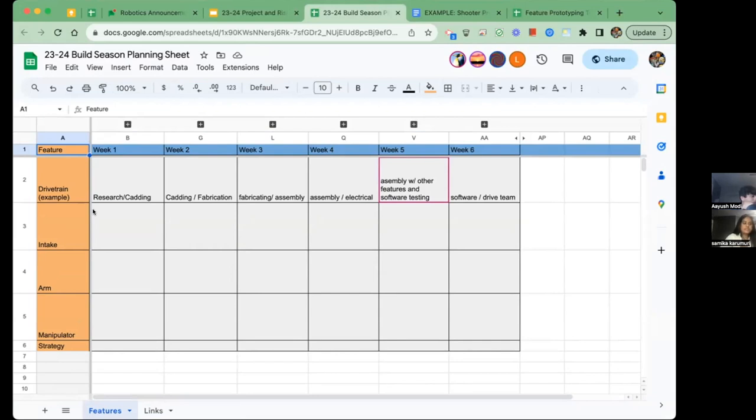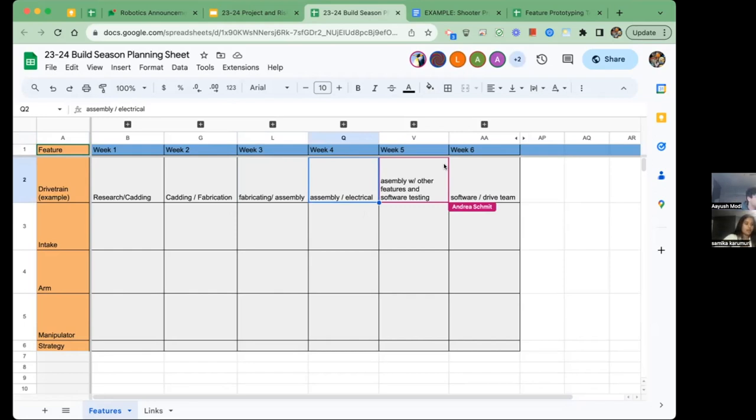And a big emphasis this year is on prioritization and parallel work. So thinking about what can be done in parallel and how we can utilize this time. For example, as you can see for the drivetrain, we have fabricating and assembly in week 3, and we actually get into some software stuff in week 4, but then we come back to assembly to integrate with the other features. So not letting other features hold you back and continuing to move forward is incredibly important as well.